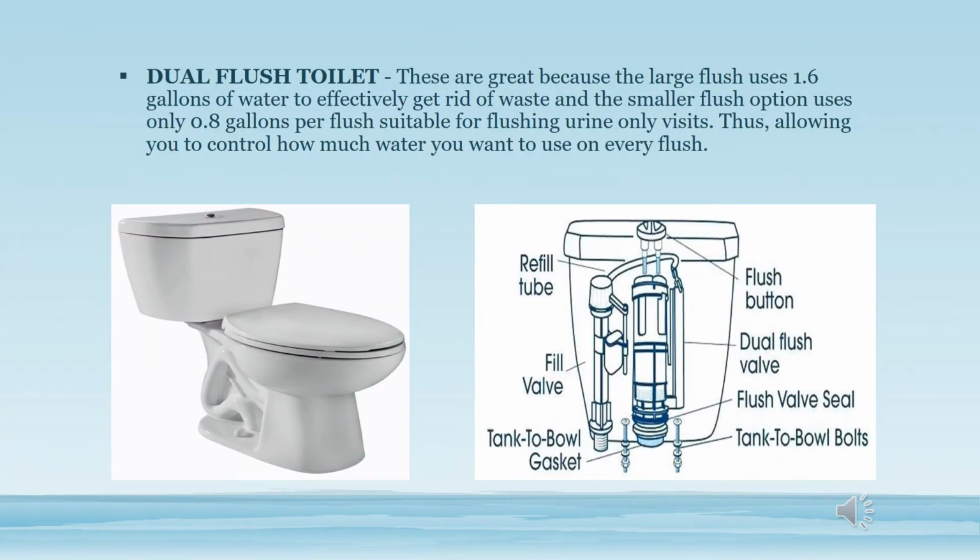Next is dual flush toilet. These are great because the large flush uses 1.6 gallons of water to effectively get rid of waste, and the smaller flush option uses only 0.8 gallons per flush, suitable for flushing urine-only visits, thus allowing you to control how much water you want to use on every flush.